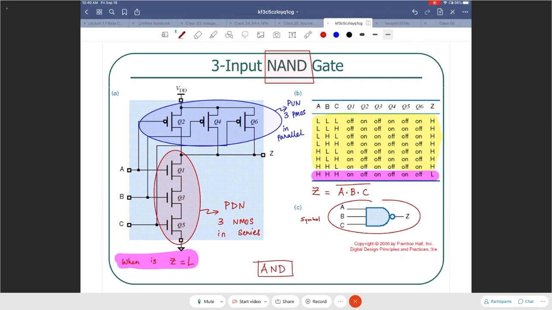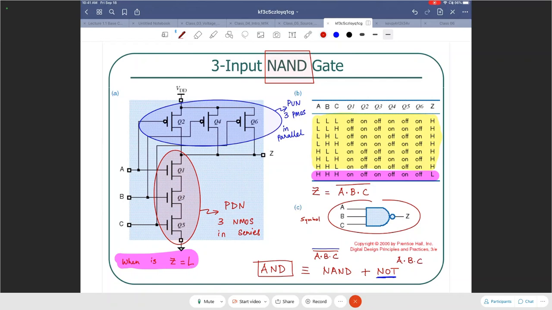Now, if I want an AND gate, I would need to do NAND followed by a NOT gate. So that will make it double complement, right? So what you get here is A, B, C, NAND, and then because you have a NOT gate, you will have a double complement. So the double complement will cancel out, and what you end up with is simply A and B and C. So that's how you implement an AND gate.